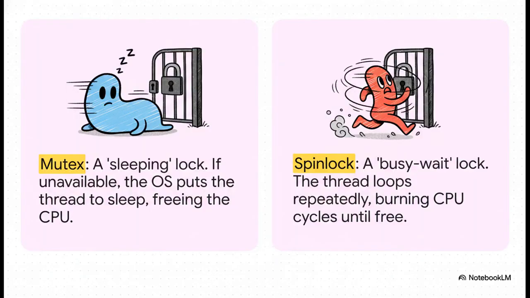Now, the most fundamental tool for managing all this shared data is a lock, and there are two main flavors. A mutex is a sleeping lock. If a thread tries to get the lock and it's not available, the operating system puts it to sleep. This is great because it frees up the CPU to do other work. A spin lock, on the other hand, is a busy wait lock. The thread just sits there in a tight loop asking, is it free yet? Is it free yet? Burning CPU cycles the whole time. It's really wasteful, but it's faster if you know the lock will only be held for a nanosecond.